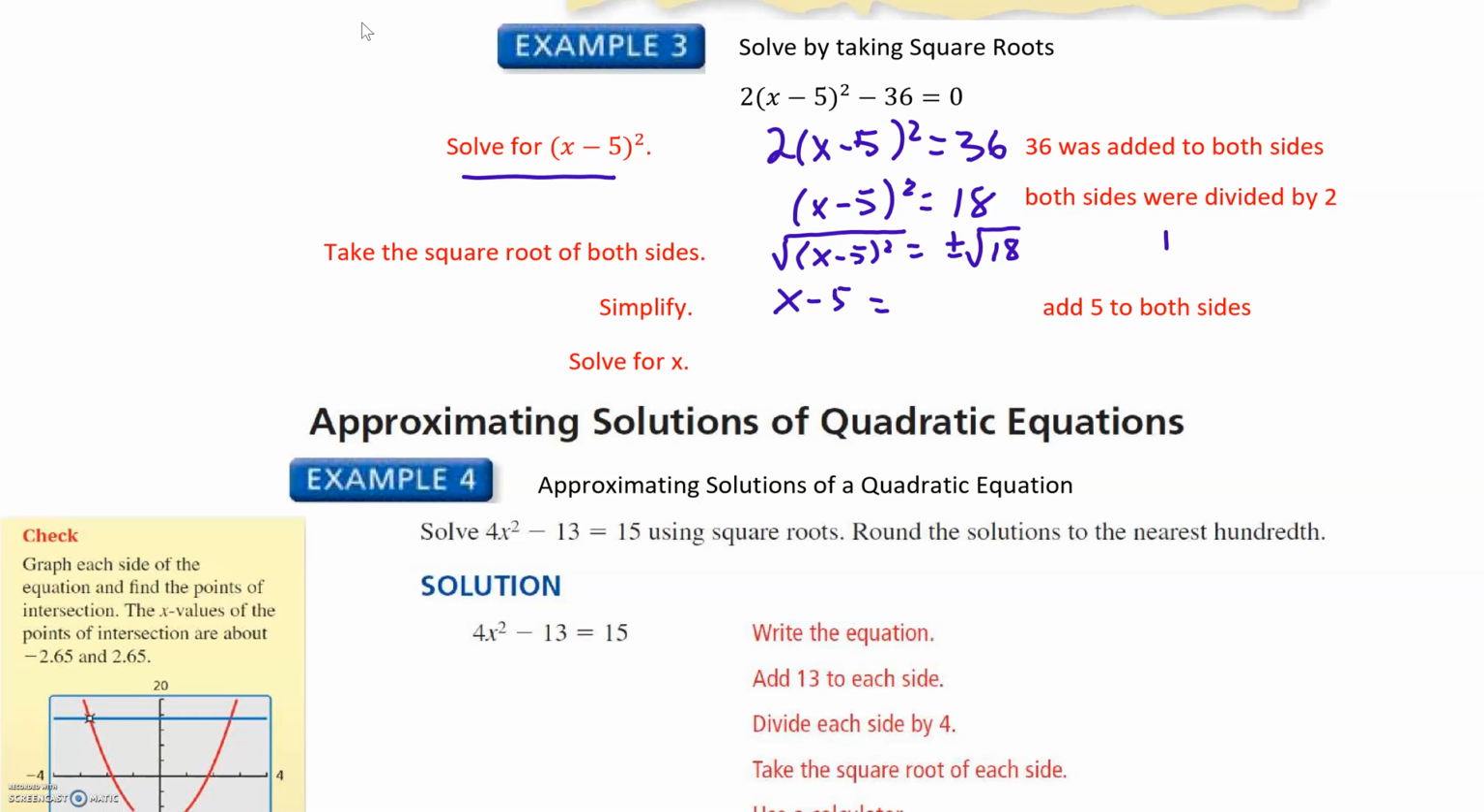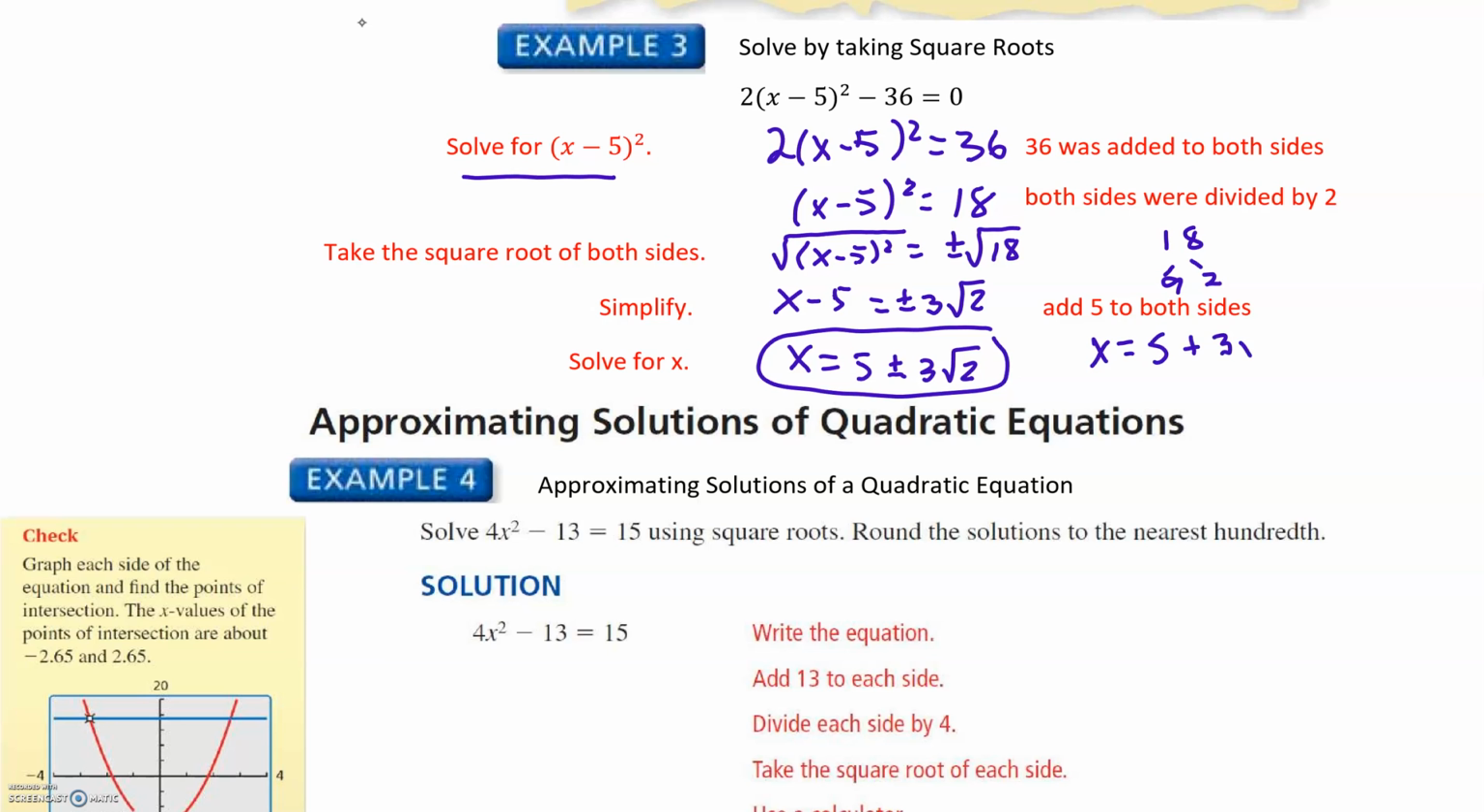Square root of 18. Let's see, 18 is 9 times 2, sorry. 9 times 2. So the 9 will come out as a 3. 2 stays underneath. And then we'll solve for x by adding 5 to both sides. So we'll have 5 plus or minus 3 square roots of 2. So we have two solutions. You can leave them written this way, or you can write them as 5 plus 3 square root of 2 and 5 minus 3 square roots of 2.